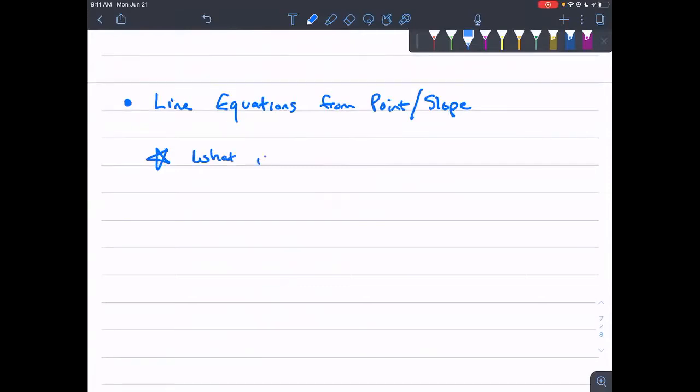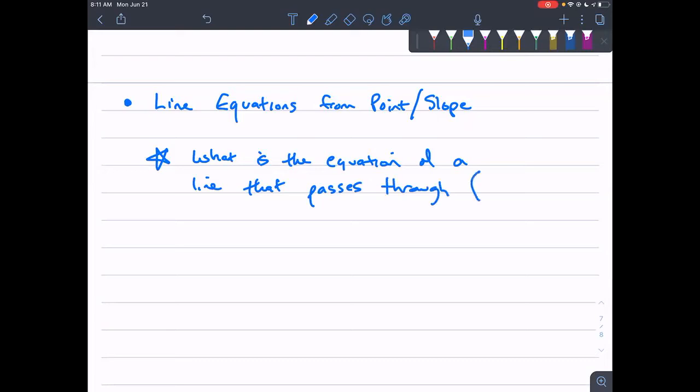What is the equation of a line that passes through (-5, -7) and has an undefined slope? And so that's important. That's different than the last one that we did. Last one we had -5 over 2 for the slope, so we could just plug that into the equation.